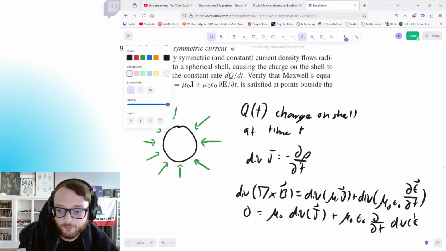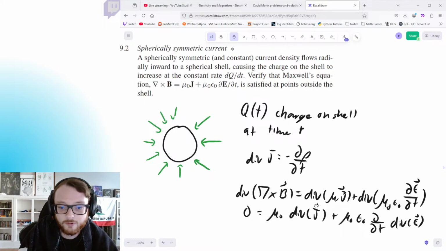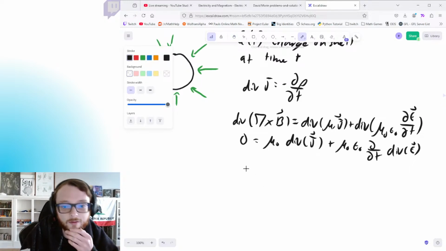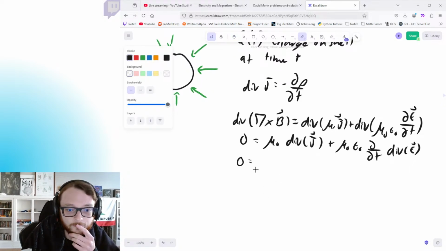So you can do this. And the divergence of E, that's like the Gauss's law thing in differential form. It's gonna be rho over epsilon naught, right? Oh, I see what you're doing. Yeah. I still don't know if this is the most helpful thing, but it looks neat.